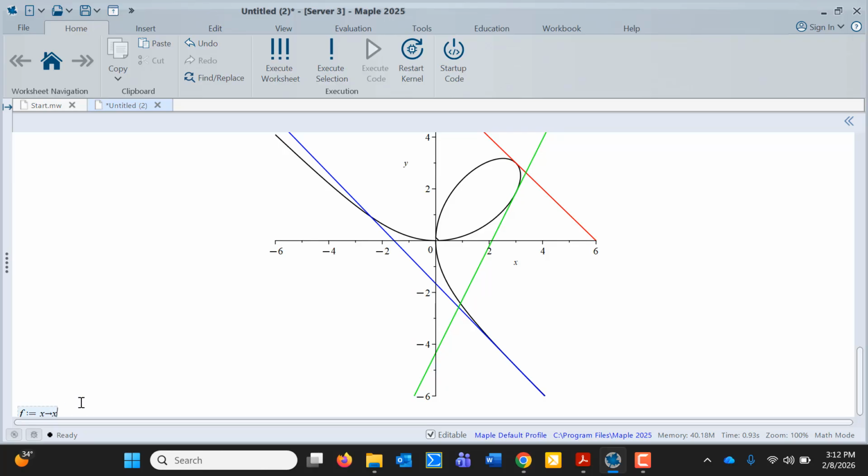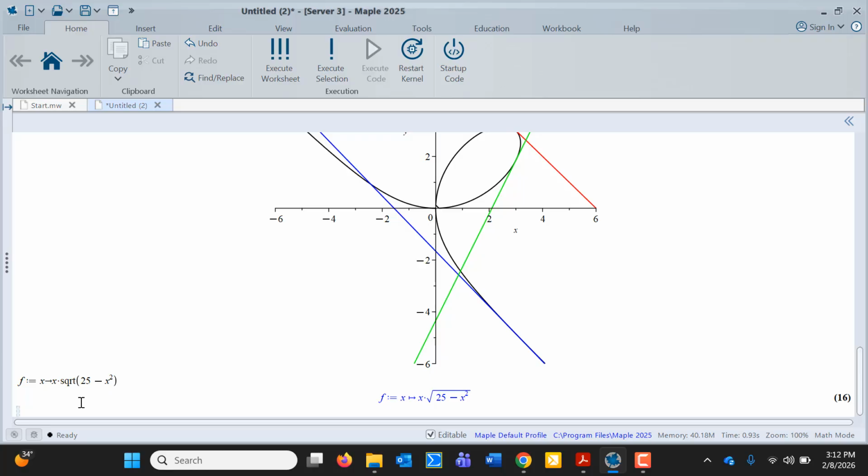And this rule was x times, don't forget to put that times in between. And to get a square root, I do SQRT, parentheses. Inside of that square root is 25 minus x squared. Whoops. 25 minus x squared. Close the parentheses. Hit enter. So there's our function defined. Okay, now before I jump in to try to find the critical points, let's go ahead and plot what this graph and also maybe what its derivative might look like.